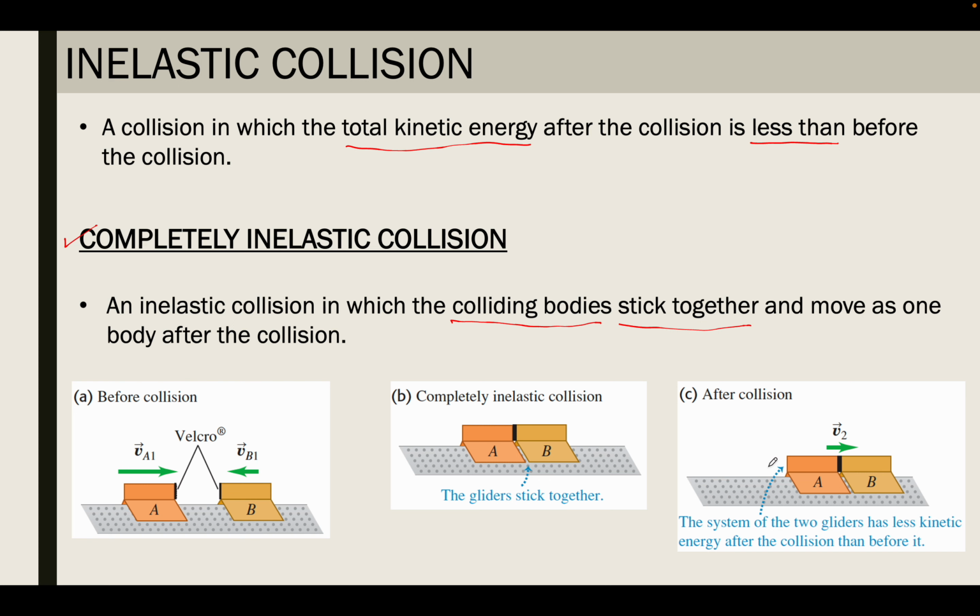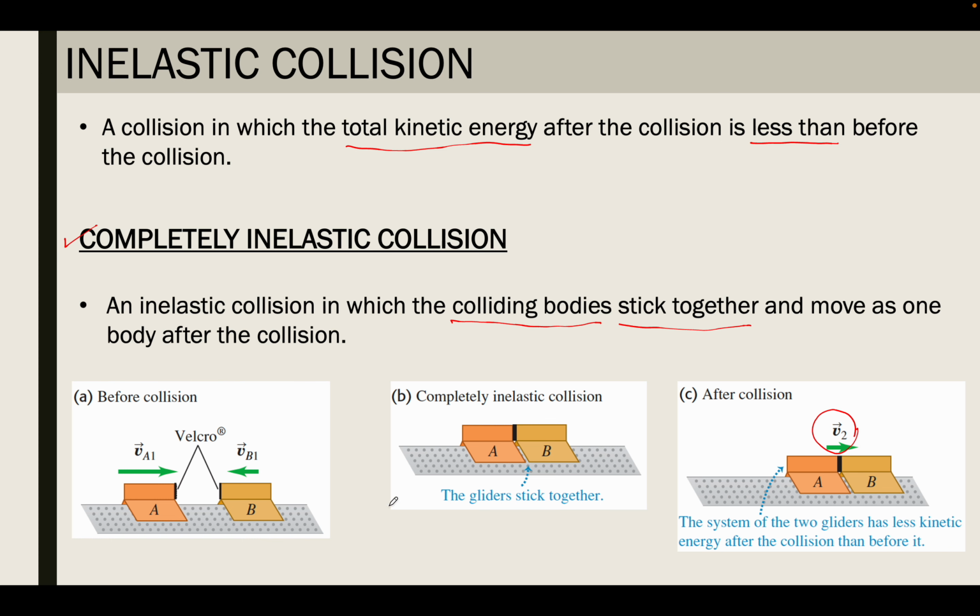And after the collision, maybe glider A has a greater velocity than glider B. So, glider A and glider B, or this system of two gliders, have the same final velocity. It's because pareho naman sila. They stick together naman. So, they move as one body after the collision. So, they have the same velocity, which is v sub 2.